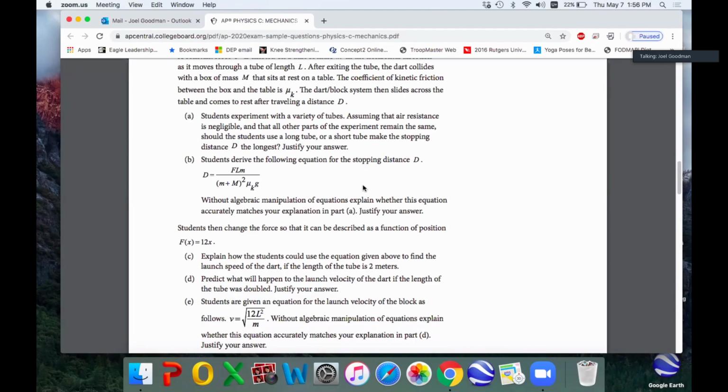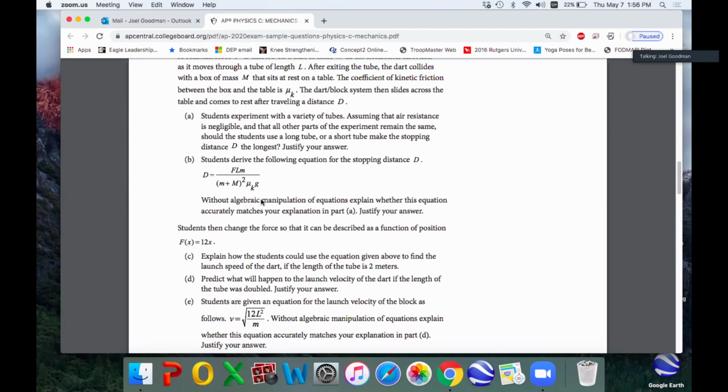Right, it's done intentionally. Is mu k constant? Yeah. Is G constant? Is capital M and lowercase m constant? The whole bottom's constant. Then all they want to know is, does this equation work for what we set up here? Yeah, because the longer the L, the more distance you get. There you go. That's it. All you have to say is, yes, it works because bigger L, bigger distance.